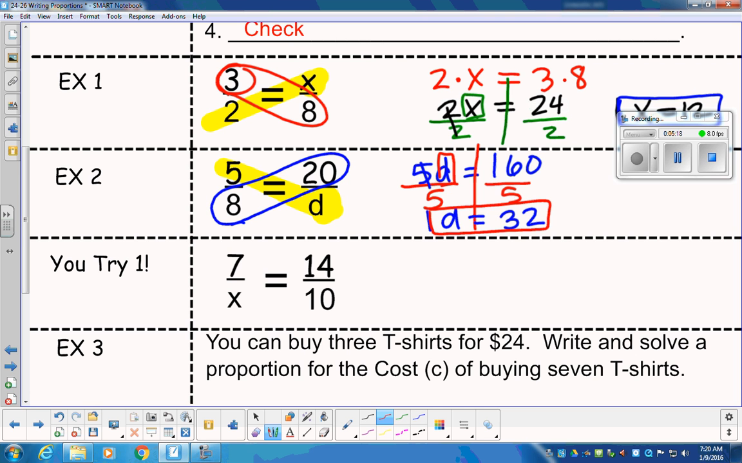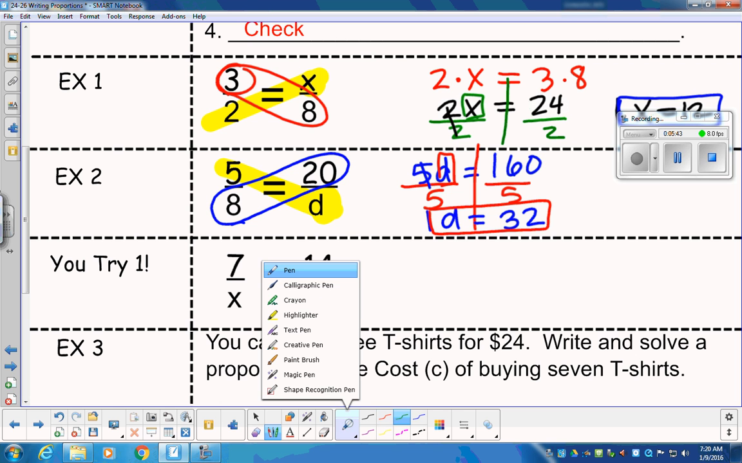Why don't you go ahead and try, try 1. Just start by identifying the variable, multiplying that diagonal, get it set up. Just give you about 15 seconds or so, and then we're going to start to solve. You don't have to solve it all the way quite yet. Okay, so let's just get started here.